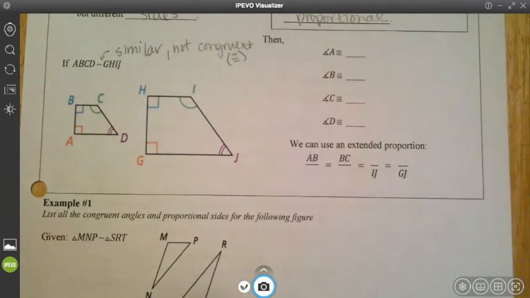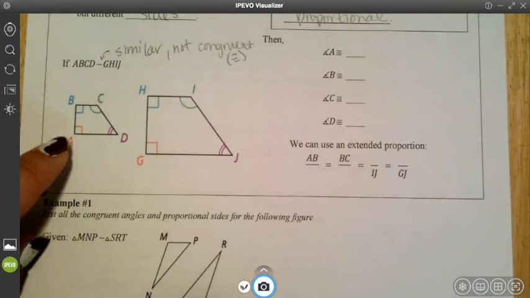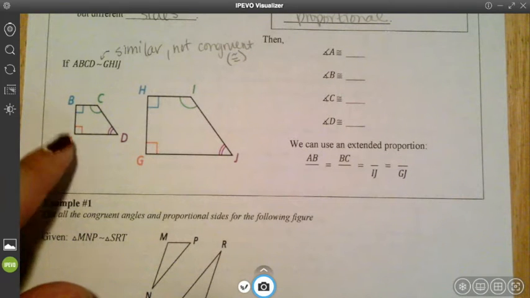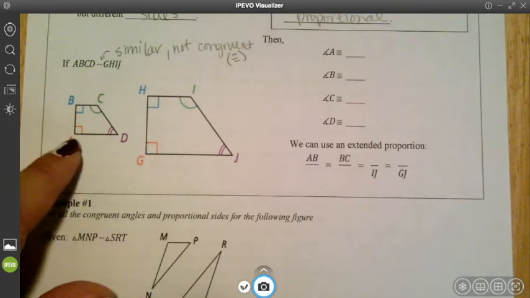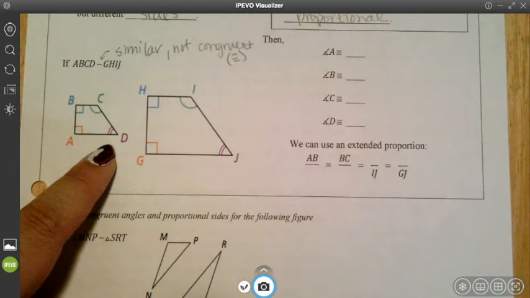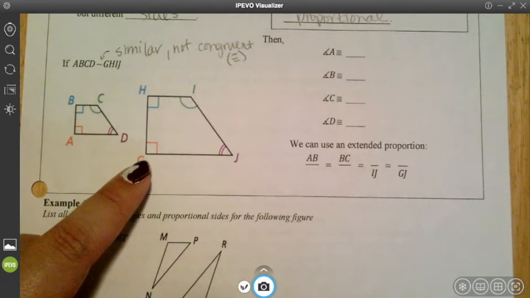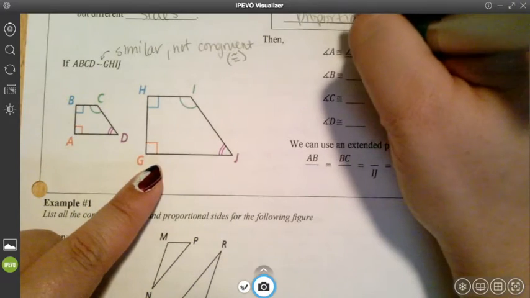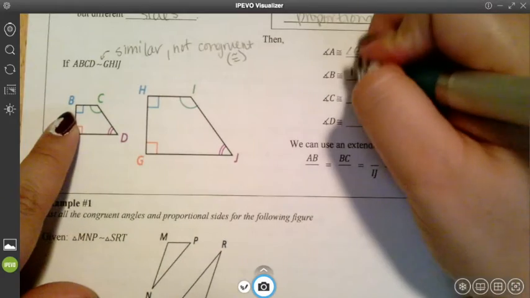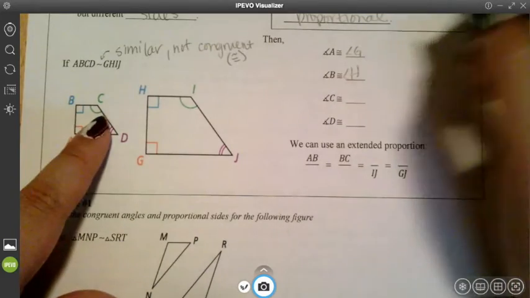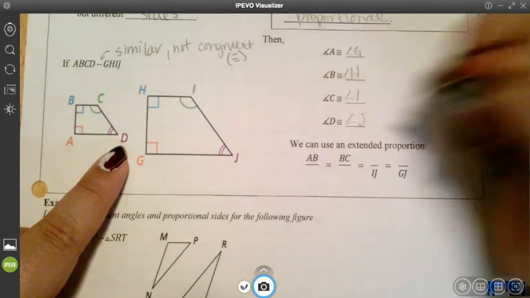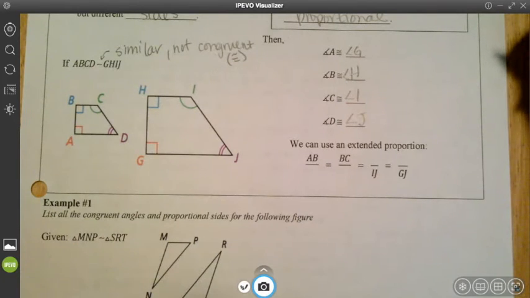So how do we know how to write our similarity statements now? Well, we're going to, again, use corresponding angles. So I have angle A here is the right angle, and if they're not colored, you can say it's the right angle that's next to the angle with 2 congruence marks. And so I'm looking on this diagram for the right angle next to 2 congruence marks, and that's G. Angle B is the other right angle, so that's H. C has one congruence mark, that's I. And D has two congruence marks, so that's J. So again, we're writing each corresponding piece by looking at the congruence marks.